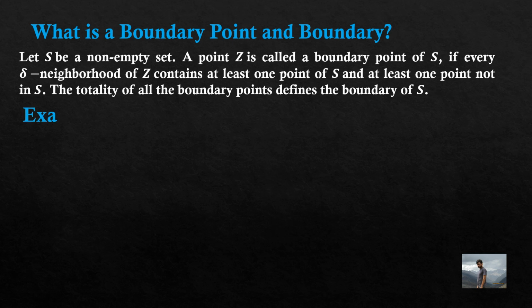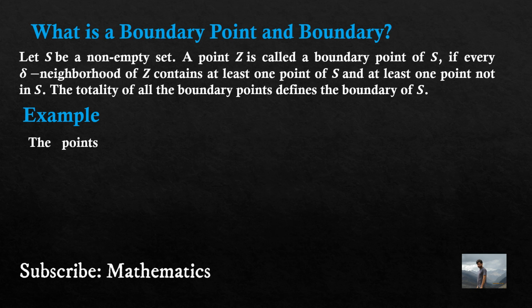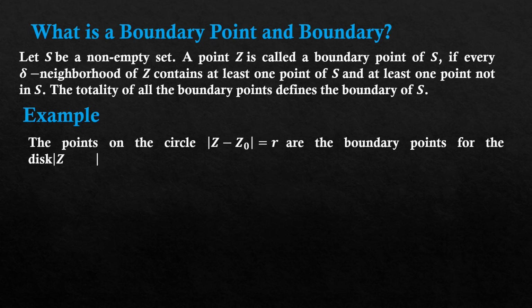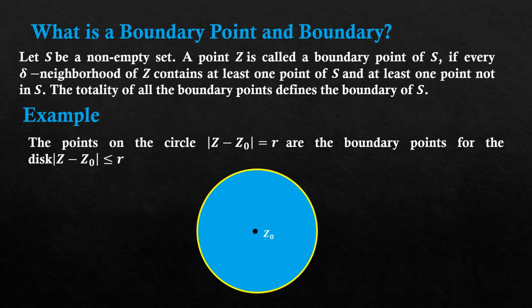For example, the points on the circle |Z minus Z naught| equal to small r are the boundary points for the disk |Z minus Z naught| less than or equal to r. Geometrically, we can see that the circle with center at point Z naught and radius r is represented by the yellow color, and the disk is the union of the yellow color and light blue color.